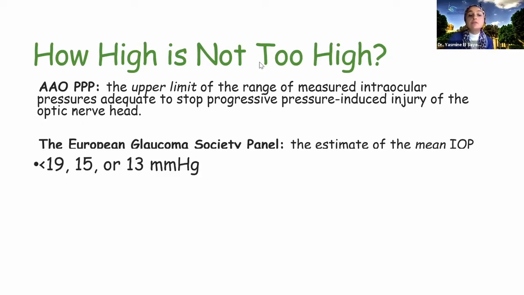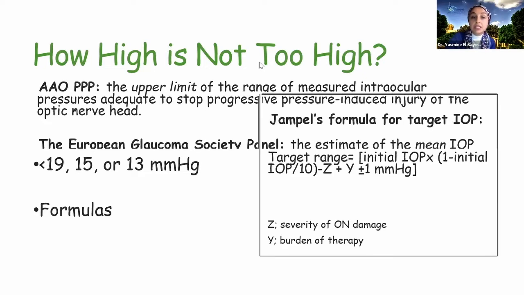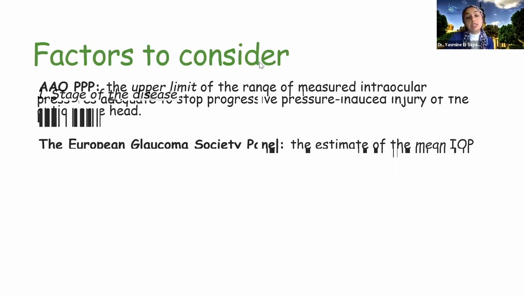So sometimes it's useful to use arbitrary numbers to set your pressure in the low teens, regardless of what your starting pressure is. Some have suggested formulas. Most of these are not user-friendly, but it's good to know that there are some formulas that incorporate a lot of factors to come up with a target. So what do we need to consider when we're setting our target?